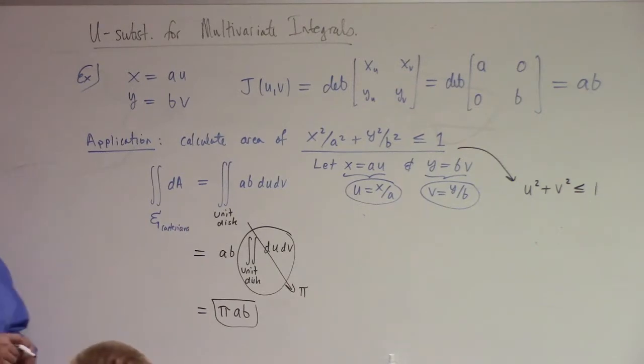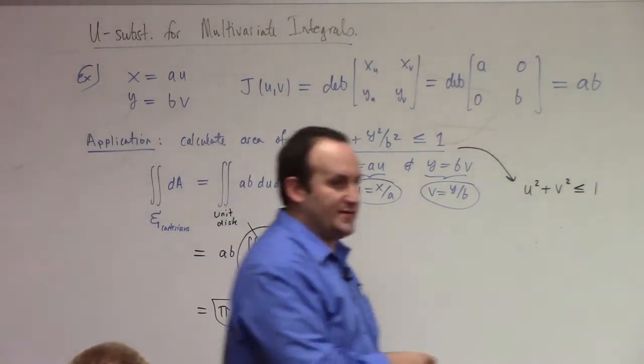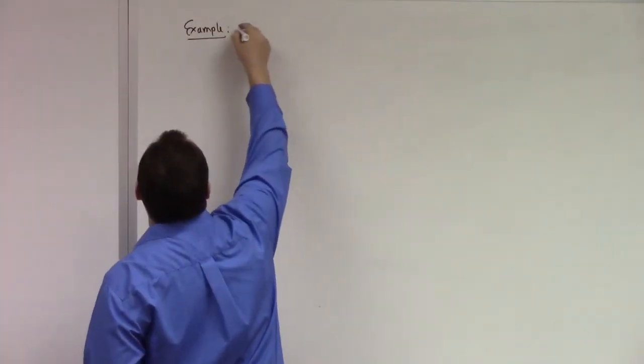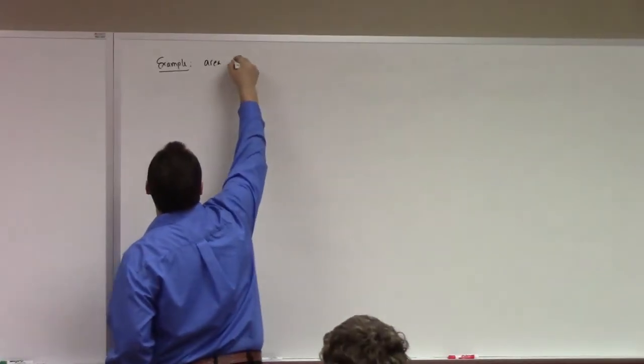You're like, but how do we know that the area of a circle is pi r squared, right? Glad you asked. See, we can do that now pretty easily. How do we do that? Area of circle.